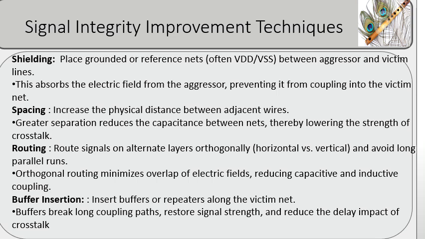Signal integrity is significantly improved through careful interconnect layout during physical design. Shielding isolates sensitive signal lines from electrical interference, while increased spacing reduces capacitive coupling between adjacent nets. Routing signals on different metal layers and avoiding long parallel runs further minimize both capacitive and inductive coupling. Buffer insertion restores signal strength, breaks long coupling paths, and reduces propagation delay. Together, these layout optimization techniques improve signal quality, increase timing margins, and ensure reliable operation of high-speed VLSI circuits.